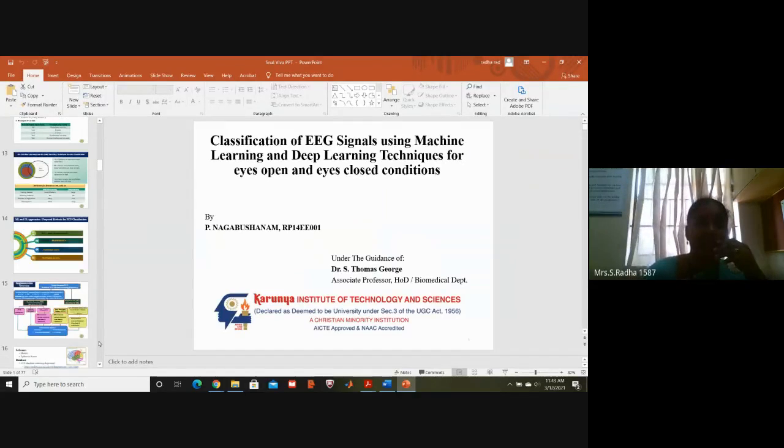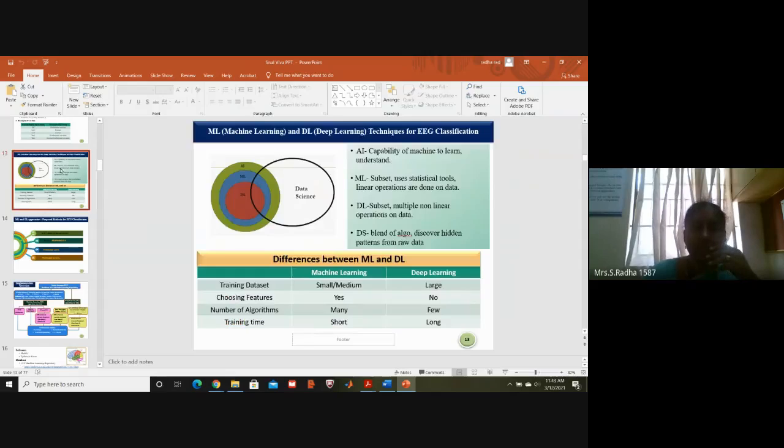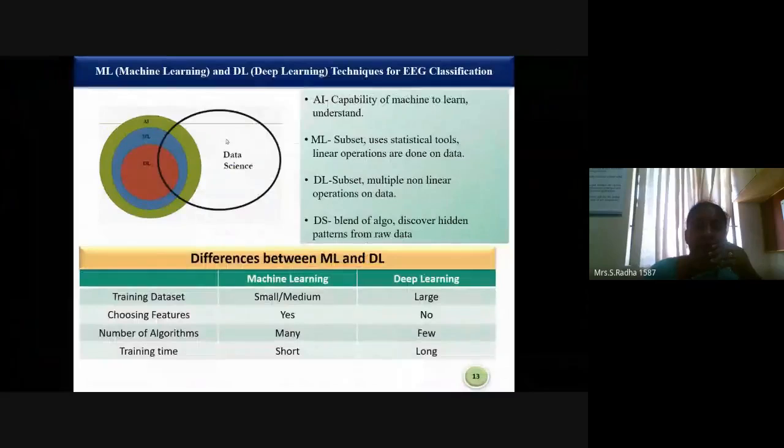We are putting the headings ML and DL separately because of this diagram. If you see, this is the diagram. Artificial intelligence is the outer, big one. ML is a subset of artificial intelligence. Deep learning is again a subset of artificial intelligence. And data science has some overlap between all these three.